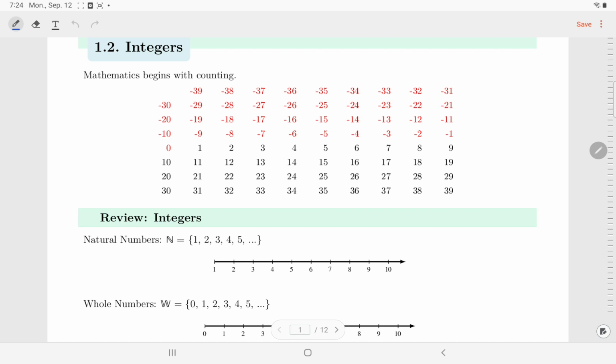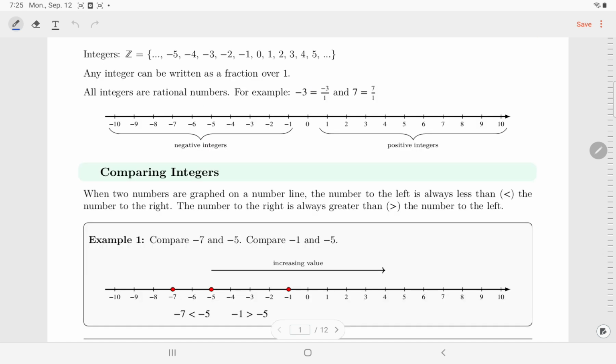Lesson 1.2 Integers. Integers include positive and negative numbers. They are rational numbers and can be written as a fraction with the denominator 1.